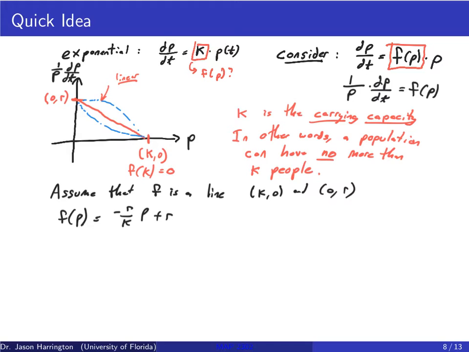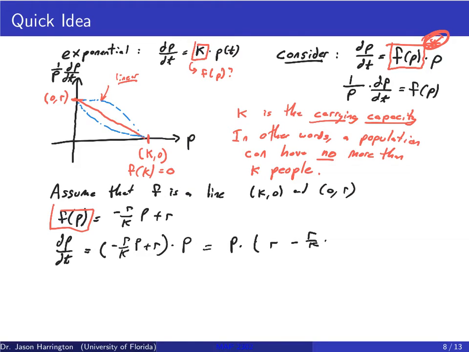So if you put this back into dp over dt, I'm just going to substitute this back into the equation that I have way up here. You can remember that, way back up here. So plug that back in there, and I'm going to have negative r over k times p plus r times p, which I can just rewrite as p times, put the p in front, 2r minus r over k times p.